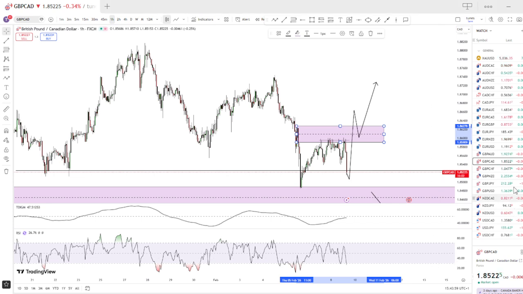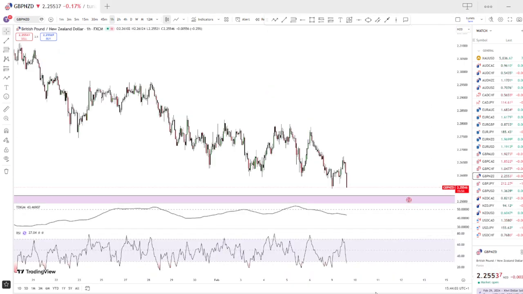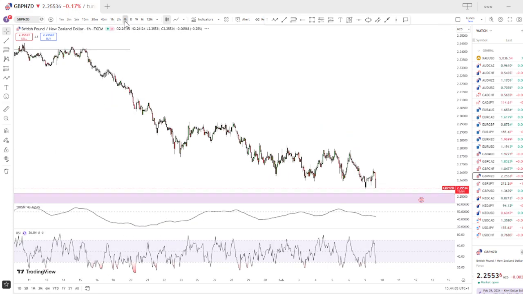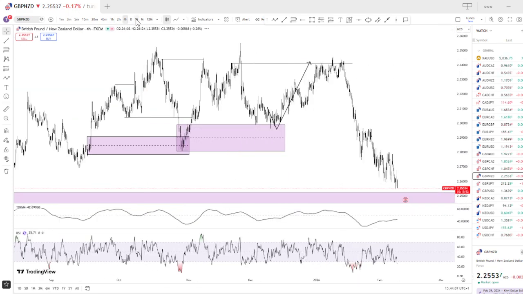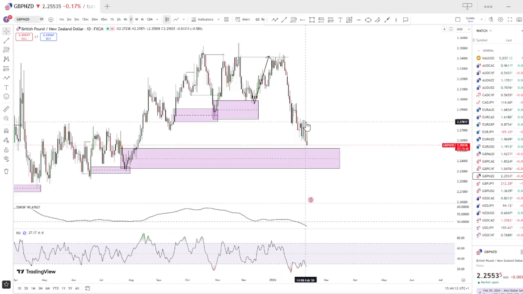I'll do GBPNZD and GBPUSD next. I feel like I have one NZD pair. Check. All right, so GBPNZD. Okay, I already marked this out again.